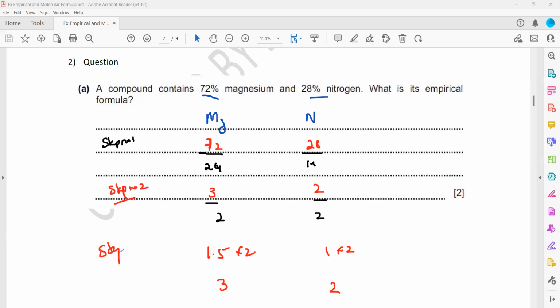So step number 3 is like making the simplest ratio in whole numbers. So Mg3 and N2, that is magnesium nitride. Is this one clear?